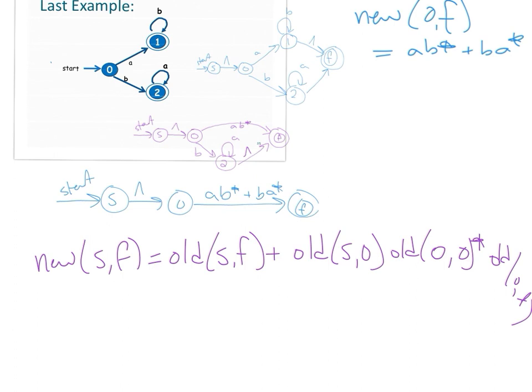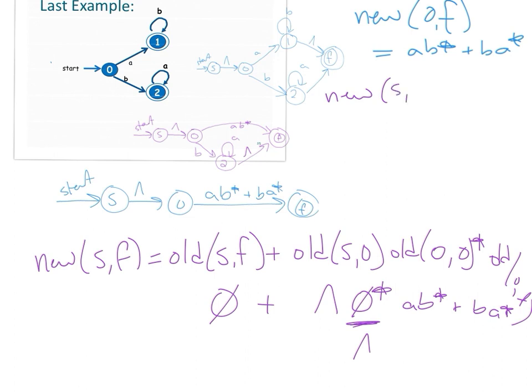And let's see, the old S to F, well, there was no connector between S and F, so that's the empty set. Old S to 0 was lambda. No 0 to 0, so we're just going to make that the empty set starred. And the old 0 to F was A B star plus B A star. So remember, the empty set star is just lambda. So what we end up with is the new S to F is going to be A B star plus B A star. Let me clean up again.